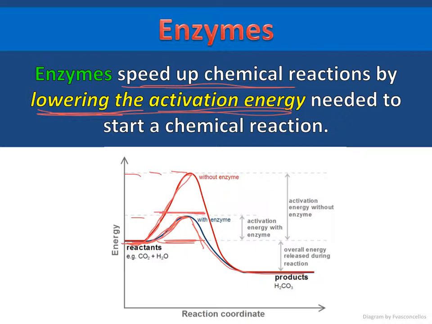Okay, so enzymes speed up reactions, as you can see by the reaction rate here on the X, by lowering that activation energy so that reaction happens a lot faster. So question 6, how are enzymes able to speed up chemical reactions? Make sure you wrote by lowering the activation energy.